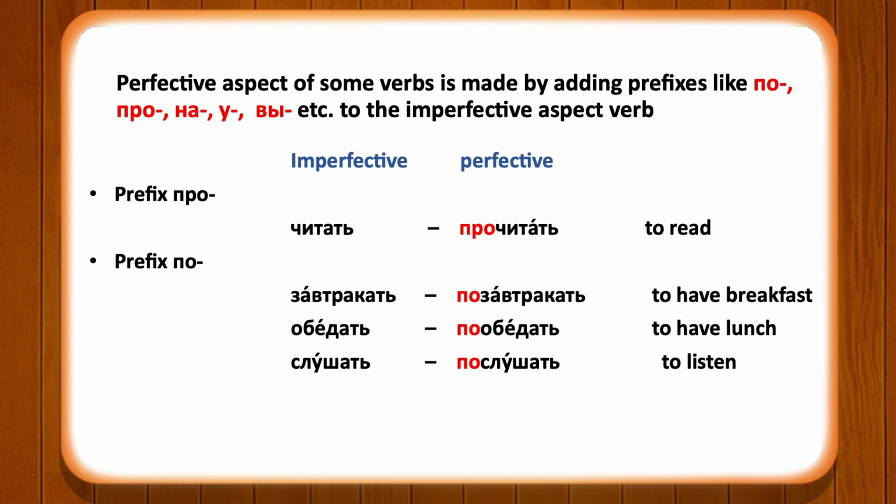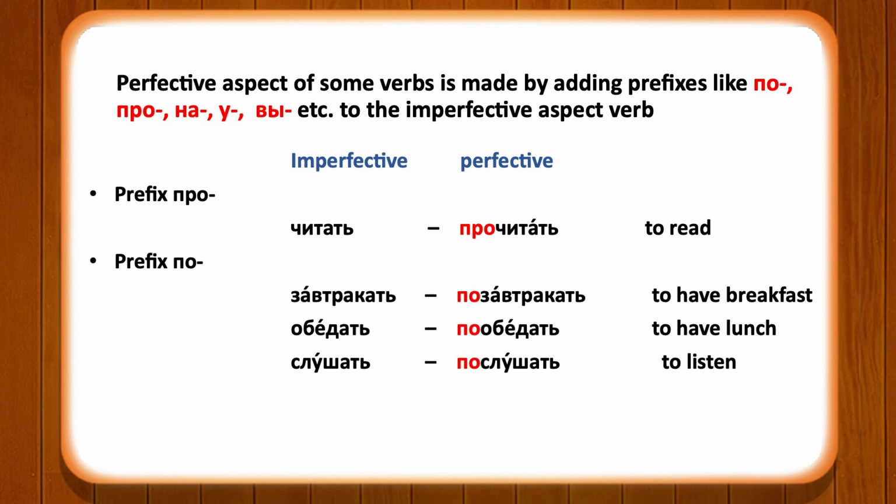Zaftrikach. Zaftrikach means to have breakfast, which is an imperfective verb or a nesavershenny vid. The perfective counterpart of this verb is also formed by adding a prefix. In this case, the prefix pa is added to make the perfective aspect verb. So, zaftrikach is imperfective. Its perfective counterpart is pazaftrikach. Zaftrikach, pazaftrikach. Both mean to have breakfast.